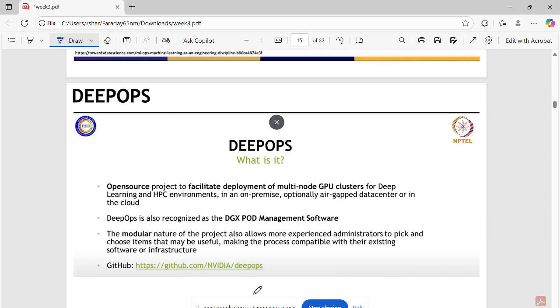Okay, we saw DevOps, then we saw the concept of MLOps. Next is the concept of DeepOps, which involves deep learning. Since deep learning is involved, we could have a lot of GPUs.